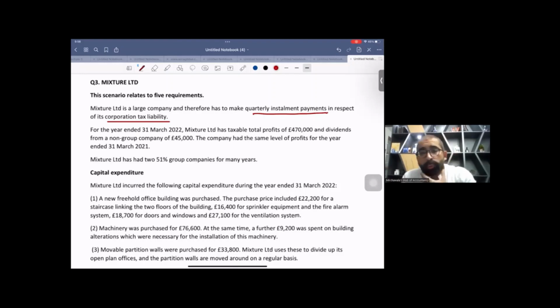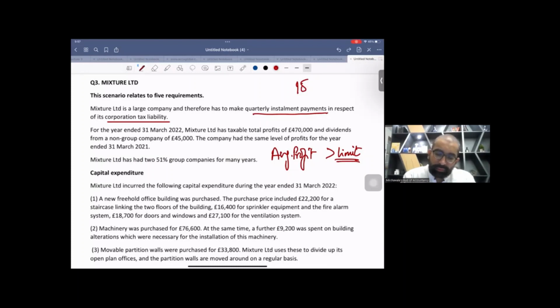Now how to identify between large and small? Look at here. If your augmented profits are greater than the limit, then my dear students, you are a large company. What is the limit? The limit is 1.5 million.